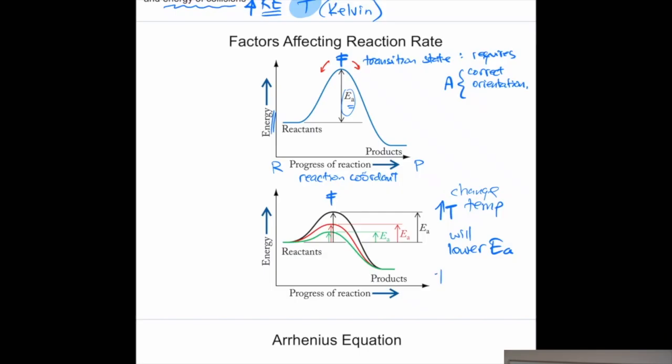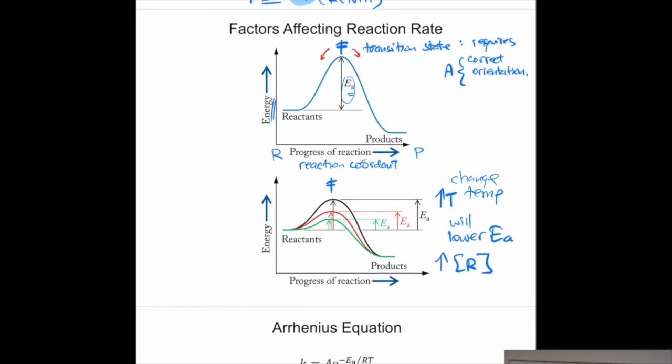If you increase the concentration of the reactants, right, that's also going to increase the probability that you're going to get the right collisions with the right orientation. All sorts of ways that we can reduce the activation energy here. We can also add a catalyst. We talked about that at the very beginning. Adding a catalyst will also lower the activation energy. But we're not going to talk about catalysts until the end of this chapter. So that's still coming soon to a lecture near you.